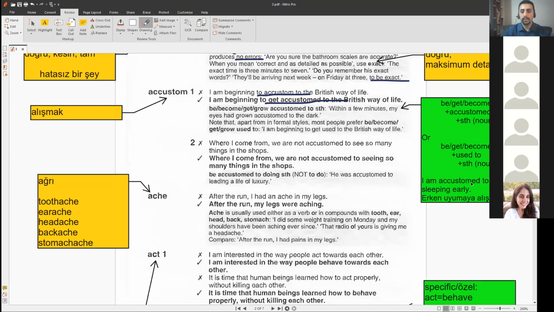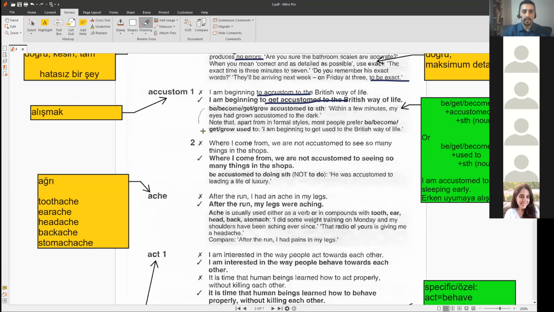Like this, I am accustomed to sleeping early. I am accustomed to sleeping early, or I am used to sleeping early. As you see here, I have written the Turkish translation. So we have to always remember that after be, get, become, grow, accustomed to, or used to, we have a noun here, something, noun. All right. And as you see here, like this one, I'm beginning to get accustomed to the British way. The British way is the noun.